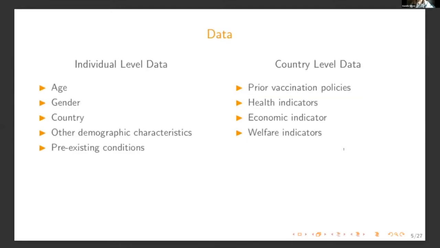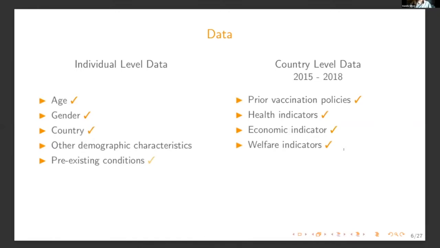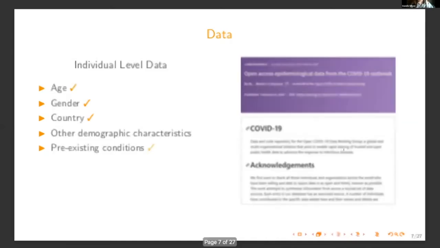So ideally, the data that we would like to have would be at the individual level and at the country level. At the country level, this was very easy to find, and we collected information on prior vaccination policies, health, economic, and welfare indicators. At the individual level, it was a little bit harder, and I'll discuss where we ended up sourcing it from. But we were able to, in the end, get information on age, gender, country, outcome, and pre-existing conditions, but we didn't have enough observations with pre-existing conditions, so we did not use this.